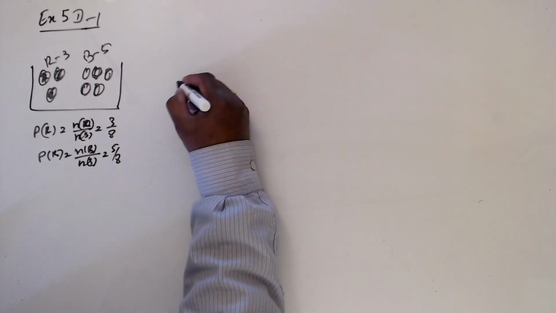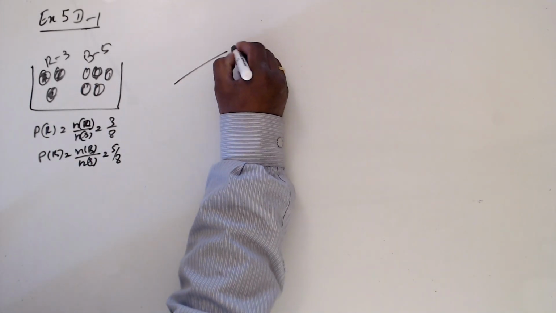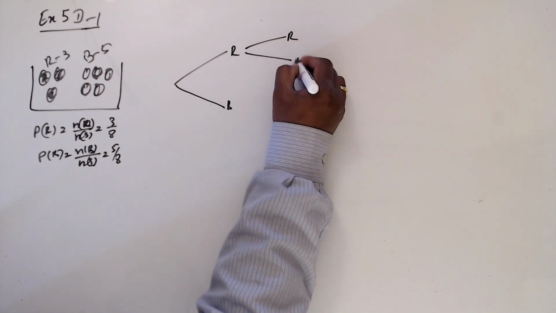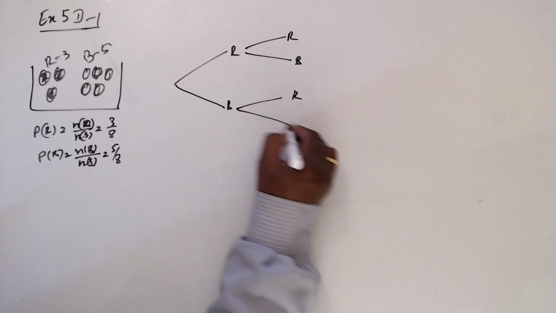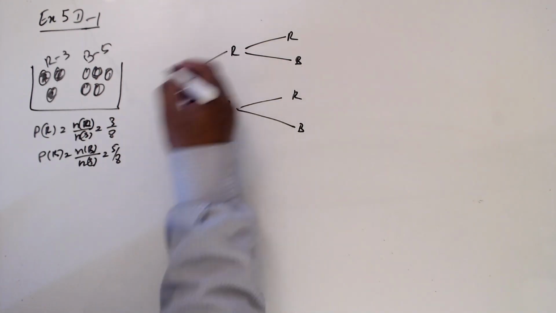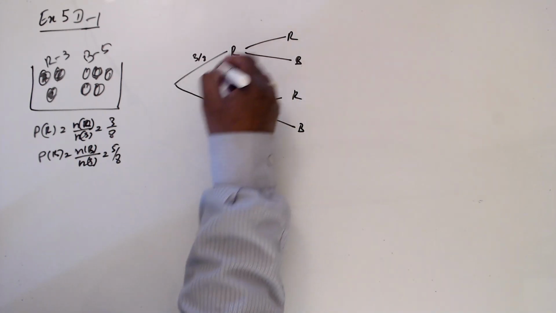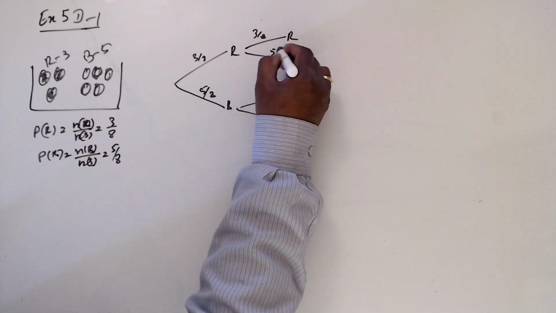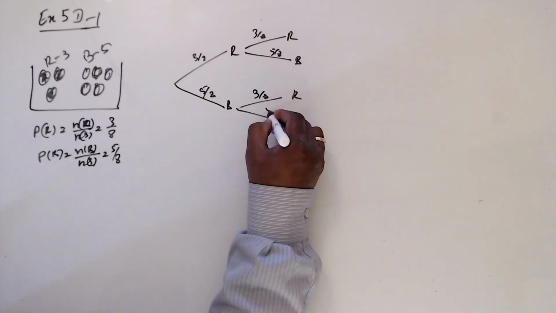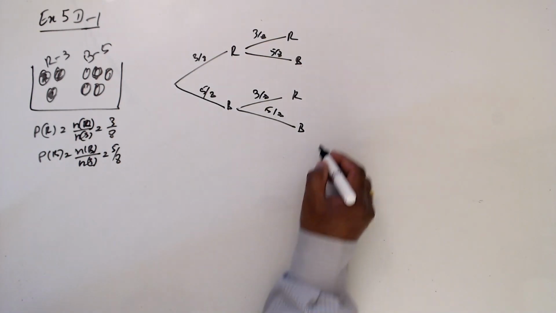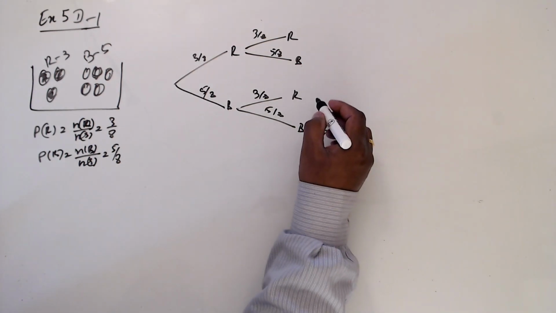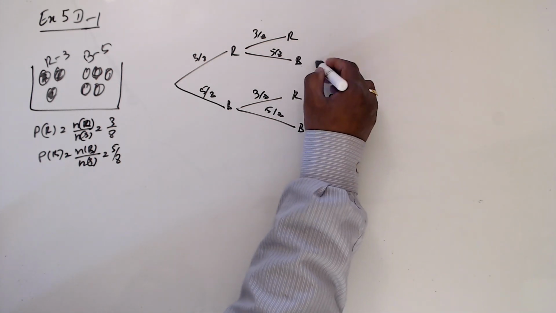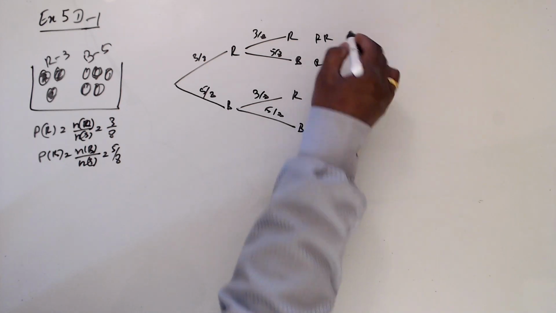So you can draw this one: red, blue, red, blue, red, blue. So this is 3 over 8, 5 over 8. This is 3 over 8, 5 over 8, 3 over 8, 5 over 8. So this is BB, this is BR, then this is RB, and this is RR.